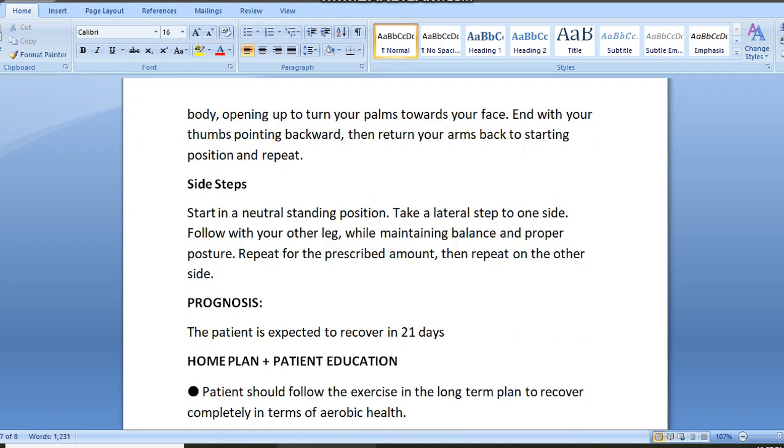Side steps. Start in a neutral standing position. Take a lateral step to one side. Follow with your other leg while maintaining balance and proper posture. Repeat for the prescribed amount, then repeat on the other side.